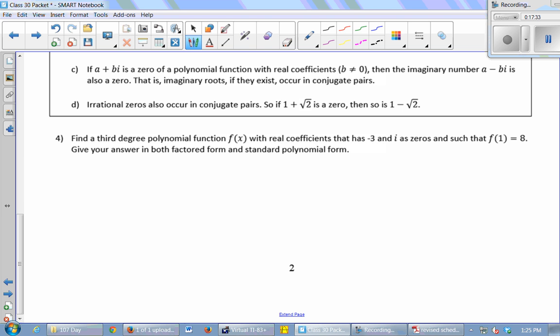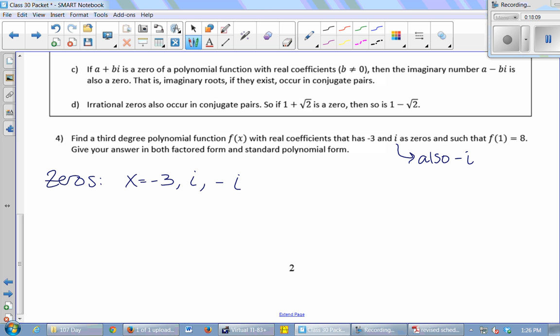I gave you a hint. What is it? The i. If i is a zero, what else has to be a zero? Negative i. Think of that i as 0 plus i. Its conjugate is 0 minus i, has to also be a zero, right? And then negative 3, right? So if i is a zero, also negative i. So my zeros I can list as x equals negative 3, i, and negative i.